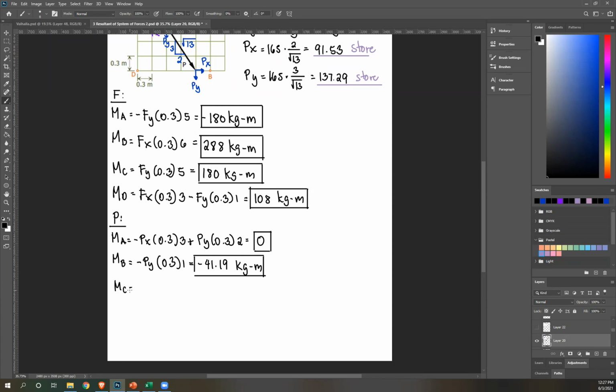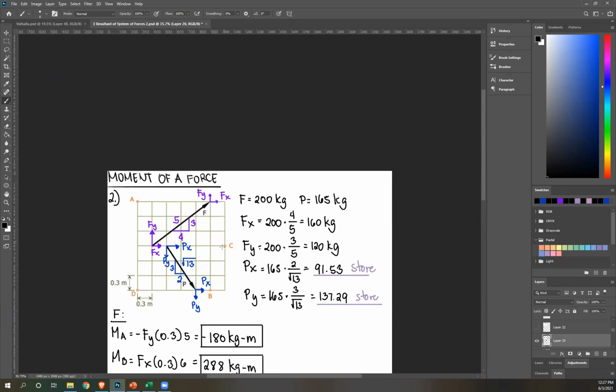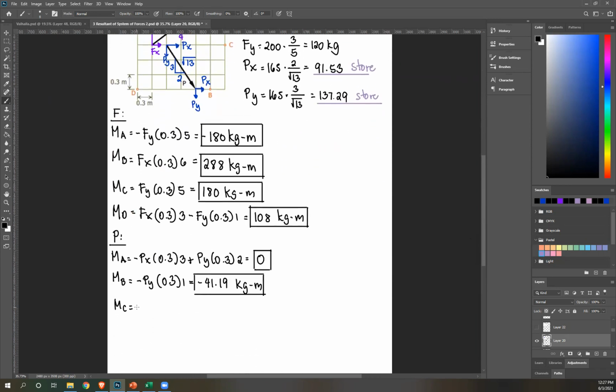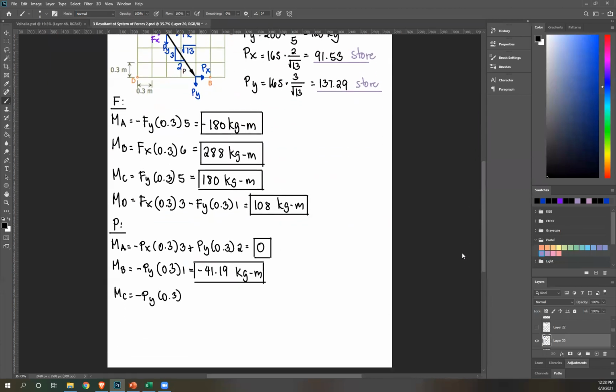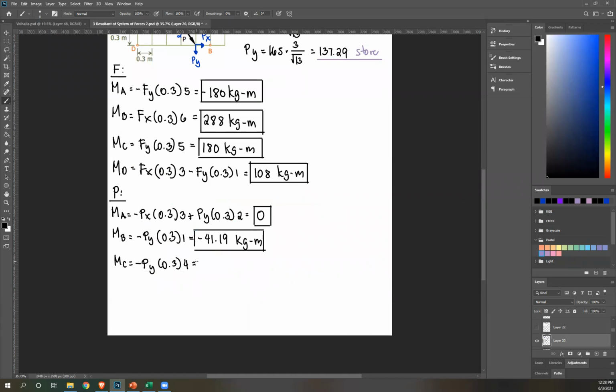Then MC, where is C? Here. Okay, so that's my point C. I can just use this component here because Px passes through C. So I'm gonna ignore Px, we're left with Py, rotate that about C. Once again, that's counterclockwise. So negative Py times 0.3. How many sides? Count 1, 2, 3, 4. So times 4. Please solve. What's the answer? Correct. It's negative 164.75.